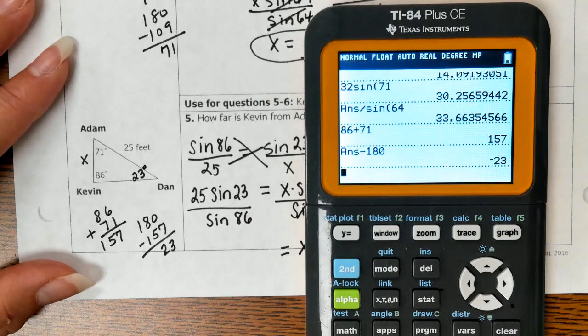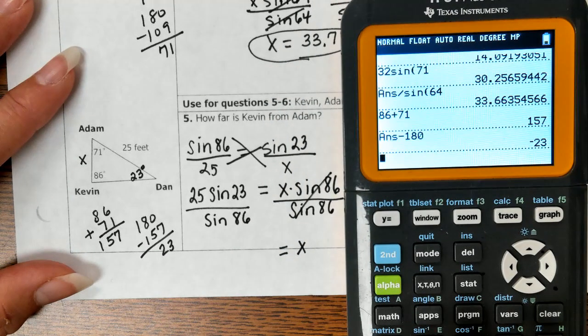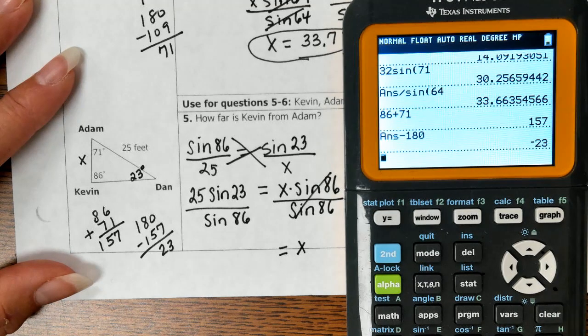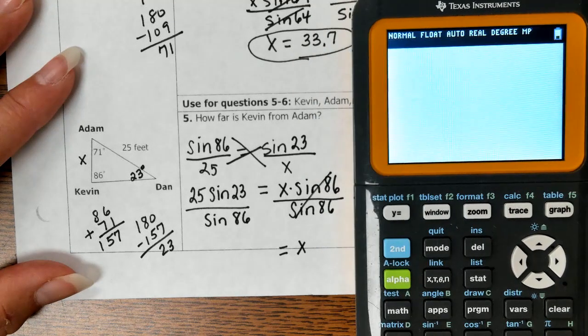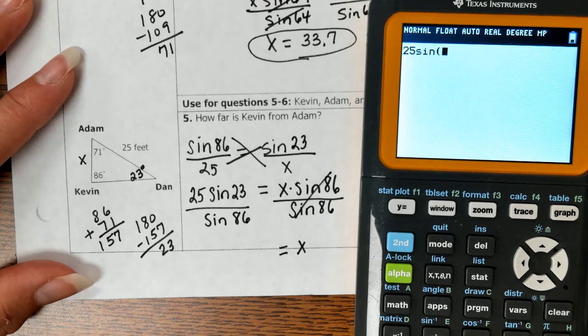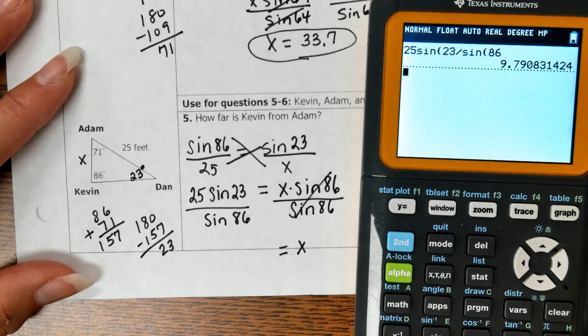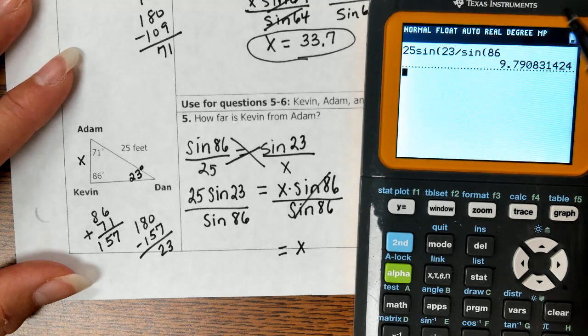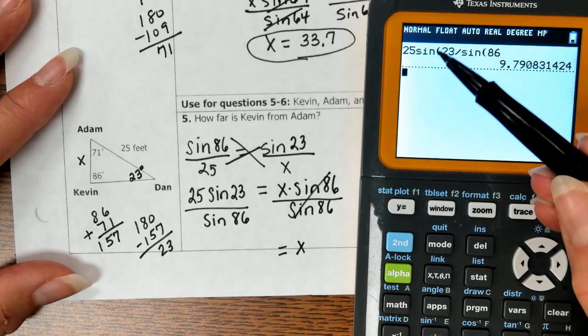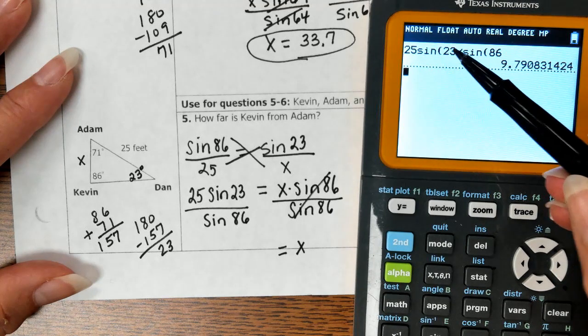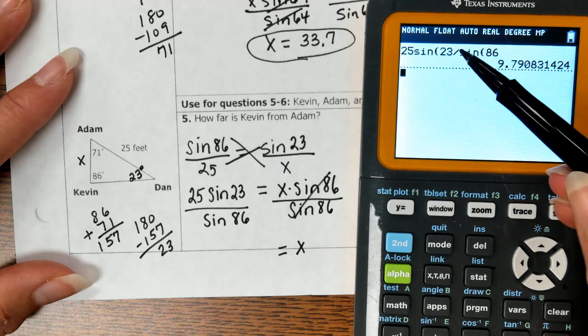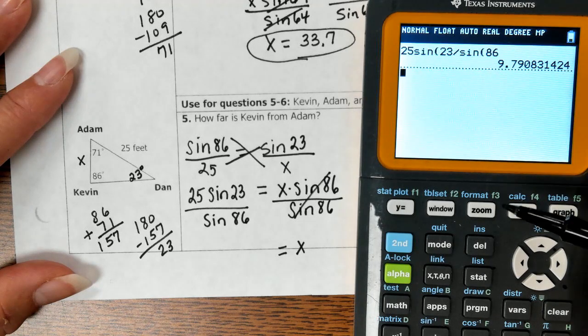Now, I know I've been getting you to tally the numerator before. The reason for doing that, let me type it wrong. 25 times sine 23 divided by sine 86. I just typed what I saw. This is what it gave. What happens is we didn't close off our sine, so it messed up the math, if you will. So this is really a wrong answer.